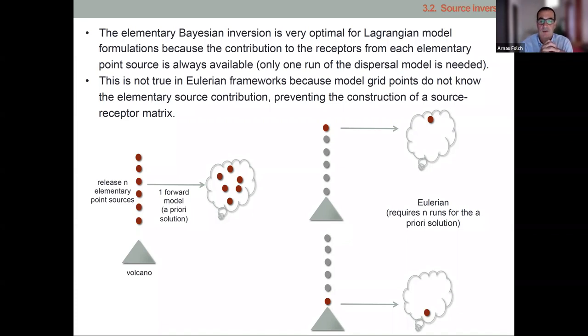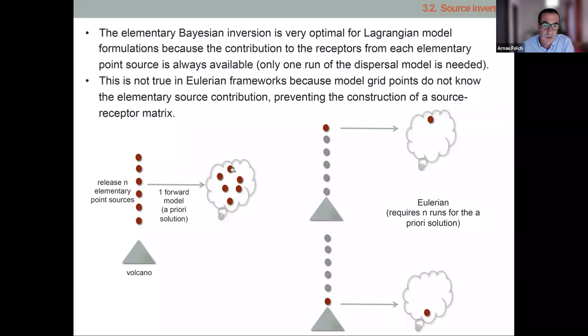But the question is, what happens with Eulerian models? Because remember that here in the analysis, we need to identify, at each pixel of the assimilated cloud, the original source contribution. This is quite easy in the case of Lagrangian formulations, because we can tag the Lagrangian particles or the Lagrangian path, and then in the analysis time, we know exactly the contribution from each of them.